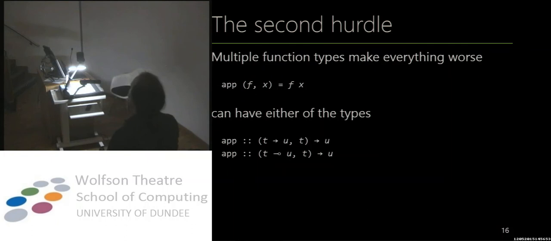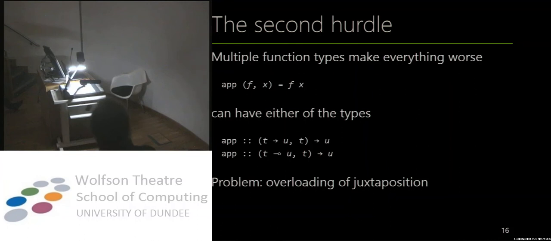So let's consider a very, very simple function. This is even simpler than compose. This is the application function. We take an f, we take an x, we apply f to x, and you can do this in most of the systems I've talked about. And in most of those systems, you discover that you don't know what the type of app is. It either takes an unlimited function and an argument and gives you the result, or it takes a linear function and its argument and gives the result. And there's no way to unify these into one generic option that describes both of these sorts of types. So we're stuck. We have to have two versions of app, one for each of these types.